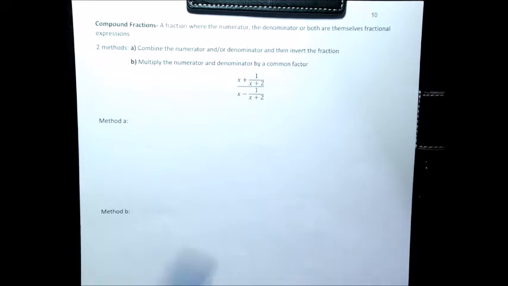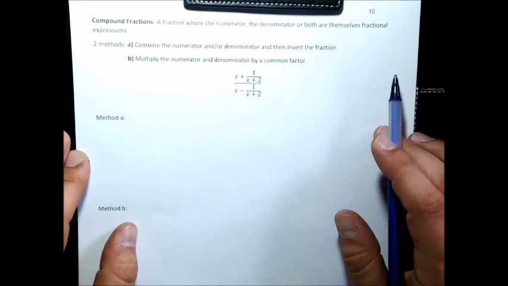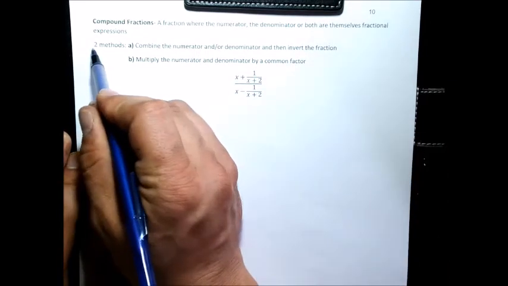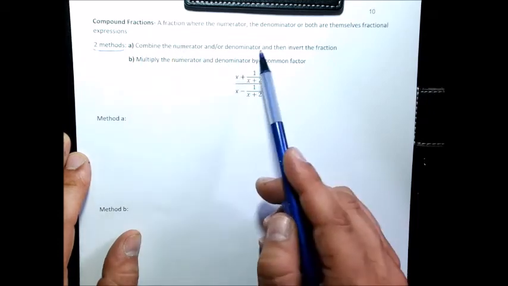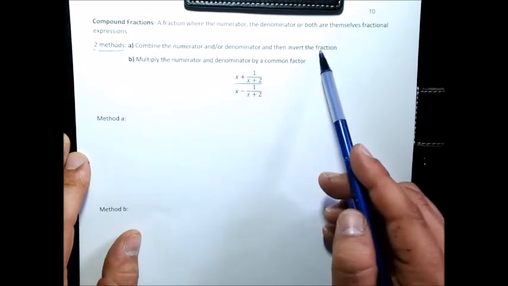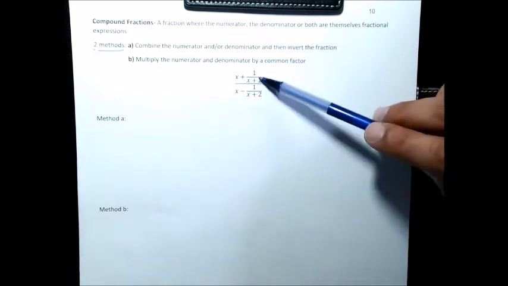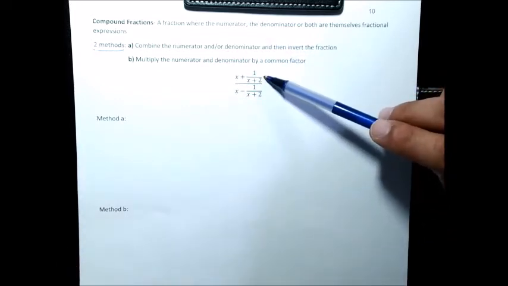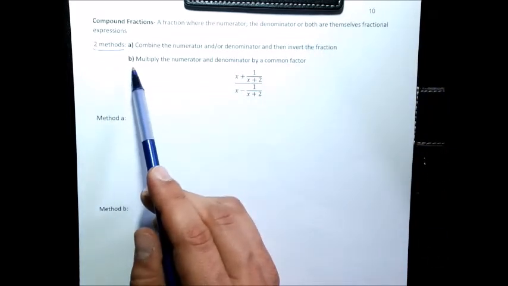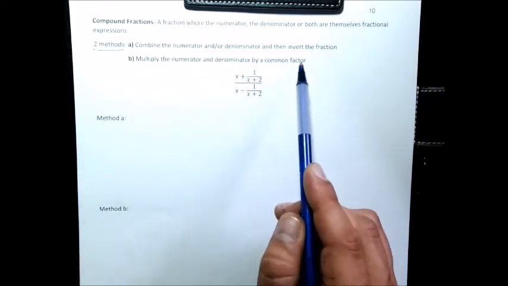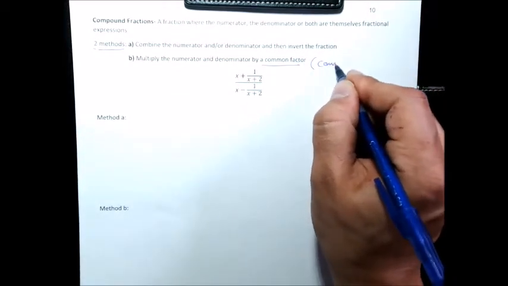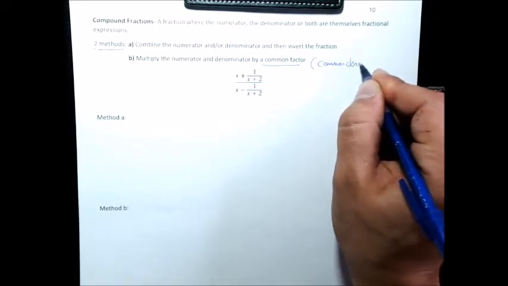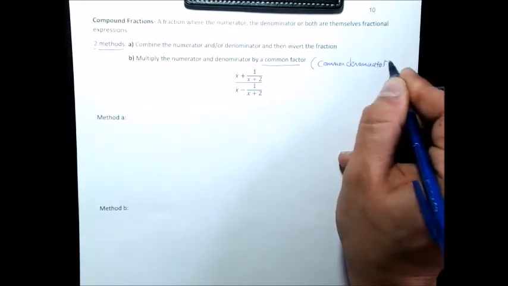Normal fractions are hard enough. We don't need a compound fraction. And so there's two methods to do that. We'll talk about two ways to do it. You can either A, combine the numerator and the denominator and then invert the fraction. So that's what we just learned on the last page. Like if we wanted to add x plus 1 over x plus 2, we know how to do that now. Or B, multiply the numerator and the denominator by a common factor. What I mean by common factor is common denominator. And that'll get rid of the compound fraction as well.